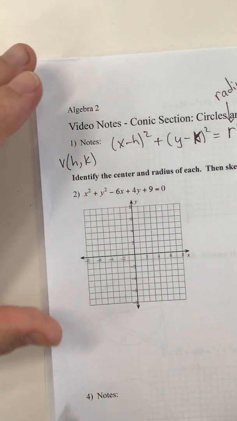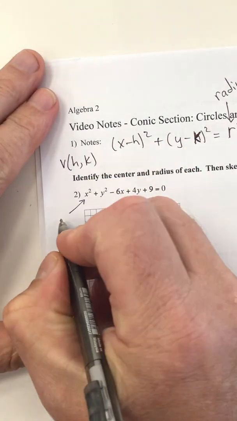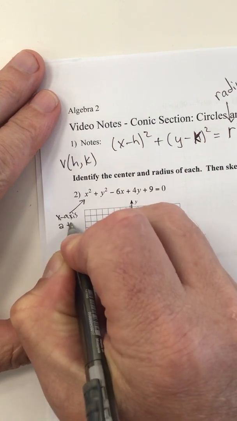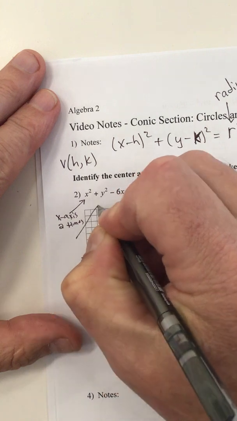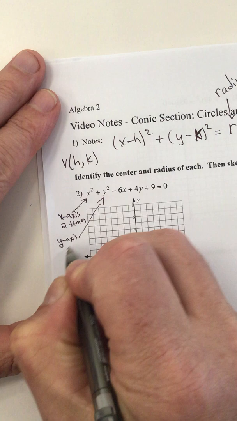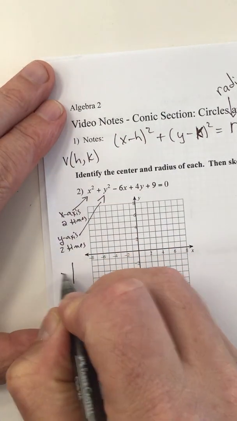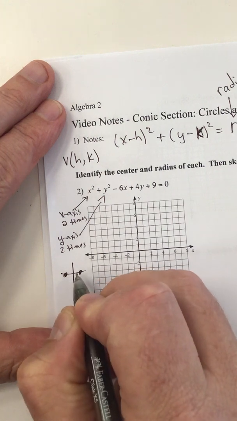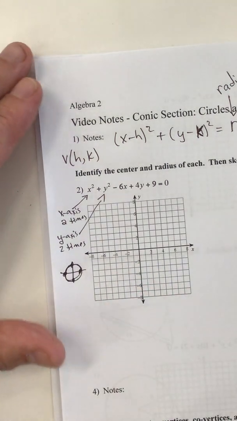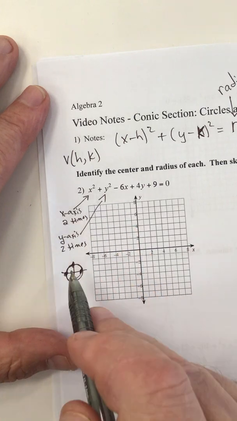Here are a couple things that I want you to notice. Notice that the x term is squared. That means it's going to cross the x-axis 2 times. And notice that the y term is also squared. It's going to cross the y-axis 2 times. That's what makes it a circle. So you'll cross the x-axis in 2 spots and the y-axis in 2 spots. To get all 4 of those points, it makes a circle. So anytime the x is squared and the y is squared, it's a circle.